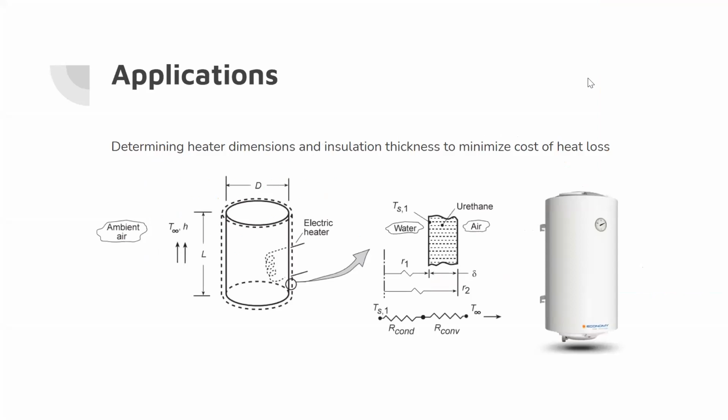So one application of thermal resistance models for steady state heat transfer is in analyzing heat loss from a tank or pipe. So in this example, imagine you're designing an electric heater that has some kind of insulation, and you want to determine the ideal conditions under which heat loss is minimized. So you can use the thermal resistance model to determine the heater dimensions and insulation thickness needed to minimize the cost of heat loss.